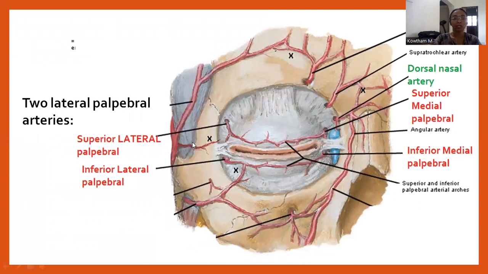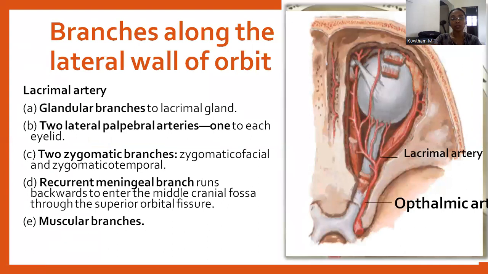eyelid. You can see in this picture the two lateral palpebral arteries. This is the superior lateral palpebral, and this is the inferior lateral palpebral. They supply the corresponding part of the upper and lower eyelid, and also anastomose with the medial palpebral artery of the upper and lower eyelid. So that's all about the branches of the lacrimal artery.